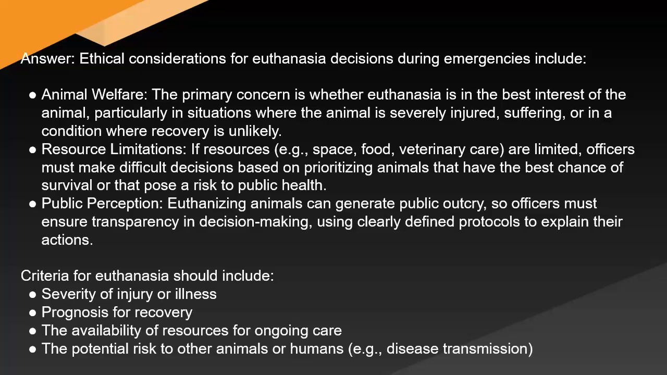Resource limitations: if resources, e.g., space, food, veterinary care, are limited, officers must make difficult decisions based on prioritizing animals that have the best chance of survival or that pose a risk to public health. Public perception: euthanizing animals can generate public outcry, so officers must ensure transparency in decision-making, using clearly defined protocols to explain their actions. Criteria for euthanasia should include severity of injury or illness, prognosis for recovery, the availability of resources for ongoing care, and the potential risk to other animals or humans, e.g., disease transmission.